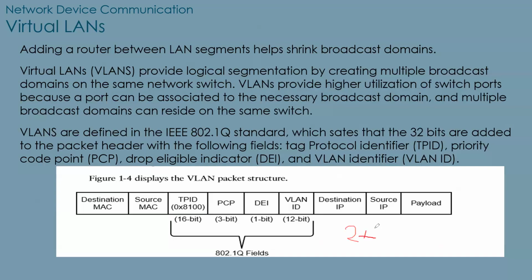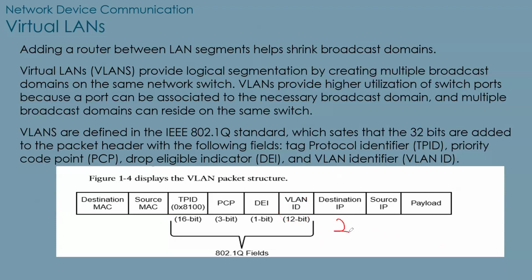That's like 2 into 2 into 2 into 2 into 2 into 2. So what value is it? Let's try to figure out. 2 to the power 12, how much will it be? The VLAN ID is 12 bits. That means you can create this number of VLANs.